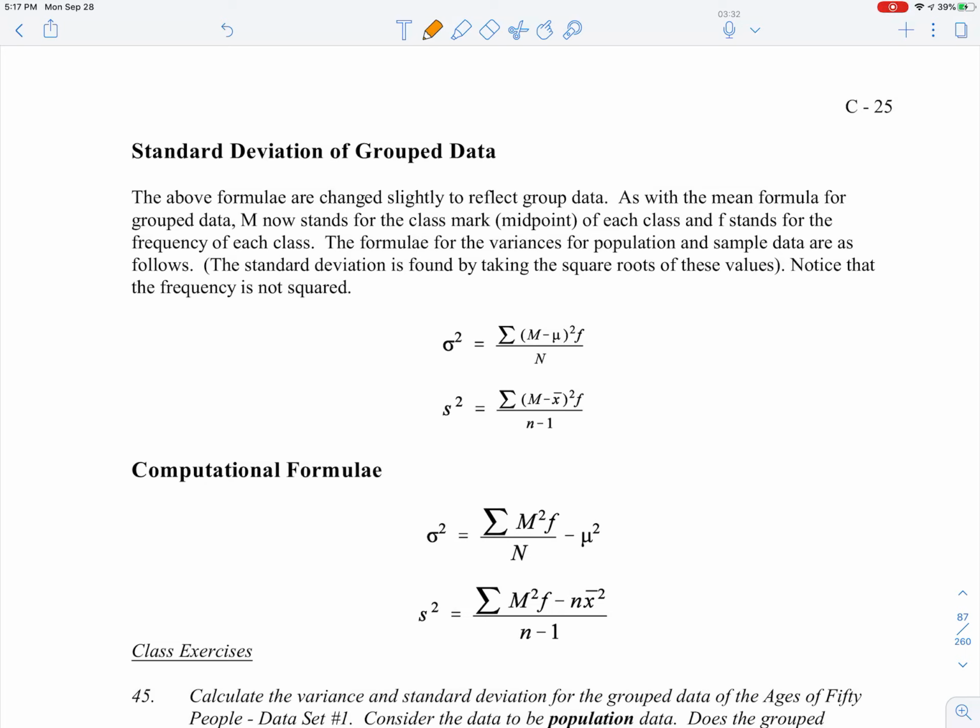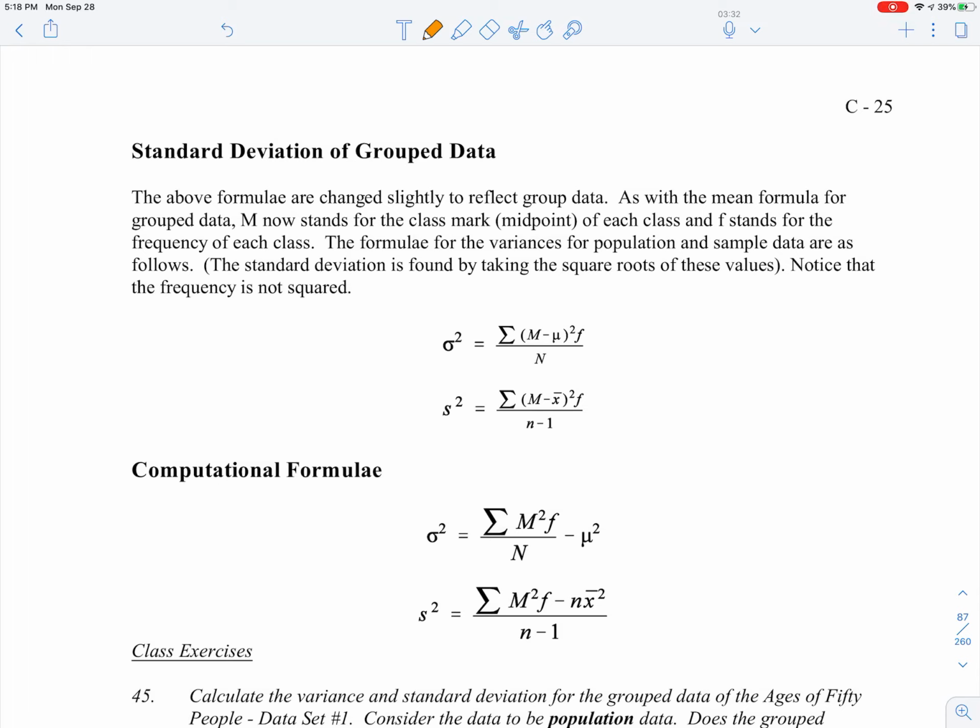Hi class. That last unit was a pretty long one, taking a look at measures of dispersion, and in particular we were talking about how to calculate a standard deviation for ungrouped data. So now what we want to do is to take a look at calculating the standard deviation for grouped data. And this formula, or this set of formulas, are kind of ugly looking in nature, but once we've gone through them a couple of times, I think you'll feel fairly comfortable with them.